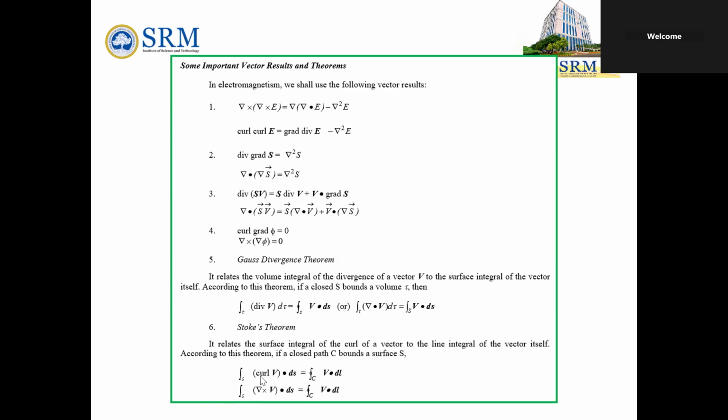Curl is a vector product and divergence is a scalar product. Then the surface integral of curl V dot ds is equal to the closed line integral of V dot dl; the surface integral is converted into the line integral. Very important: the Gauss divergence theorem converts a volume integral to a surface integral, that is, the integral of divergence V d tau is equal to the surface integral of V dot ds. The Stokes theorem says the surface integral of curl V, that is del cross V dot ds, is equal to the closed line integral of V dot dl.